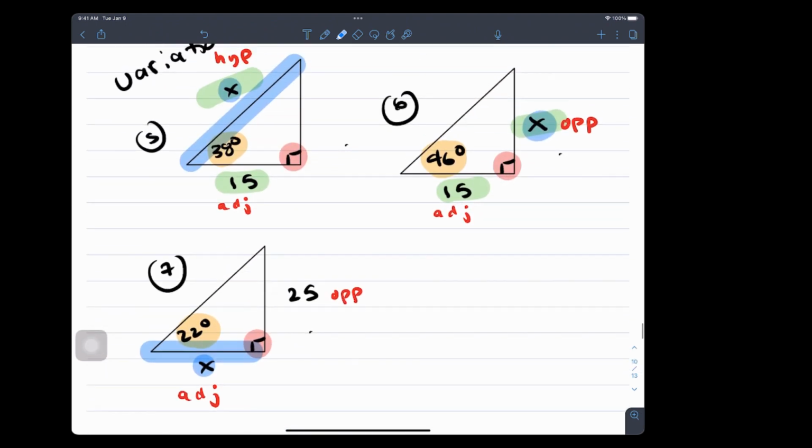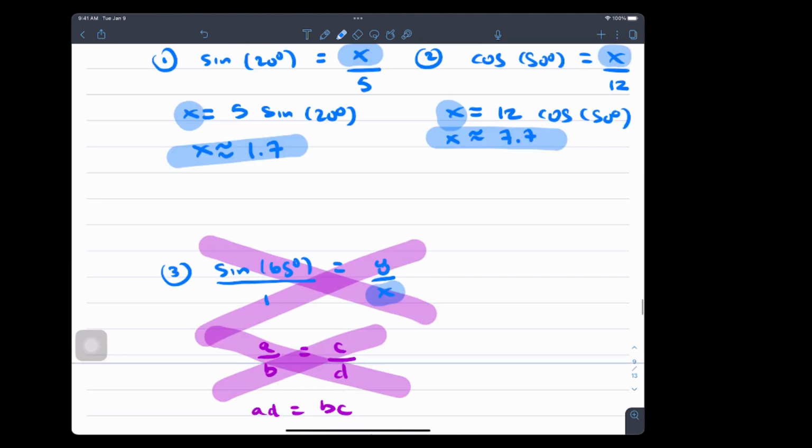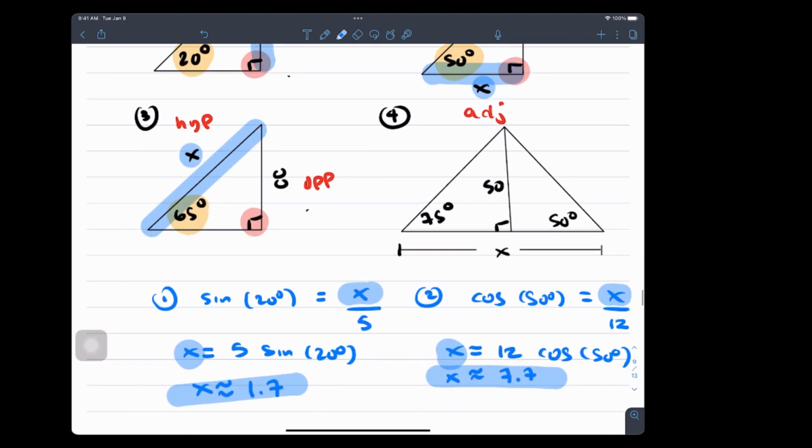Now, the last one, the one we skipped in the warm-up here, this is kicking things up, just so you guys know.